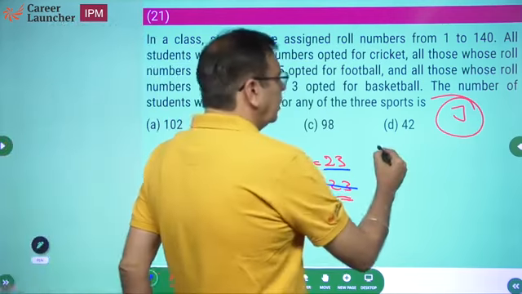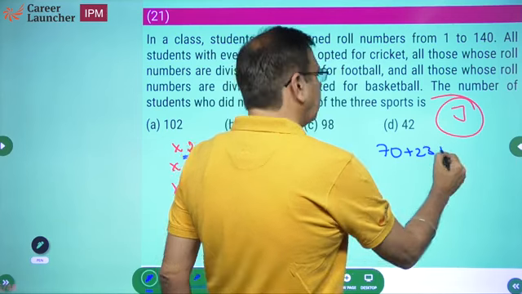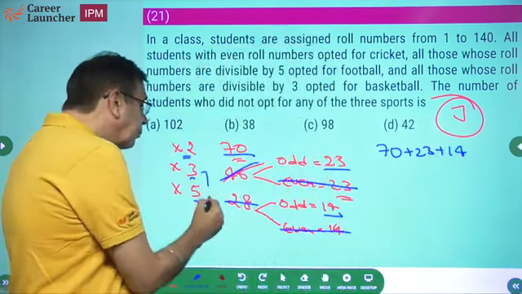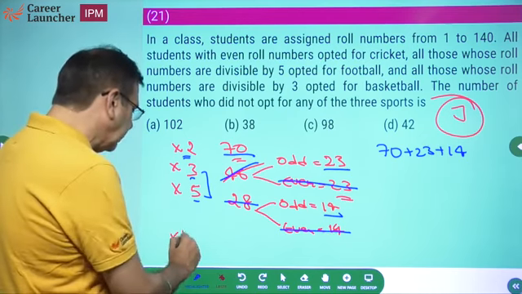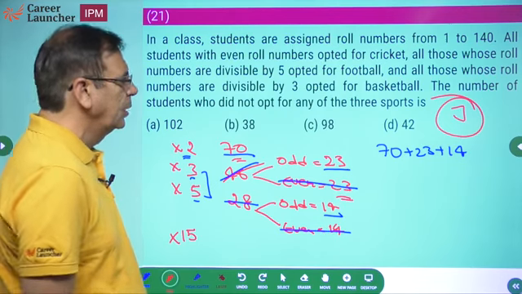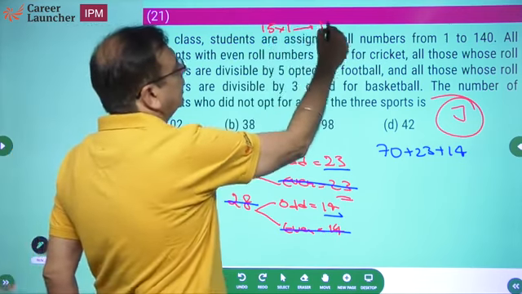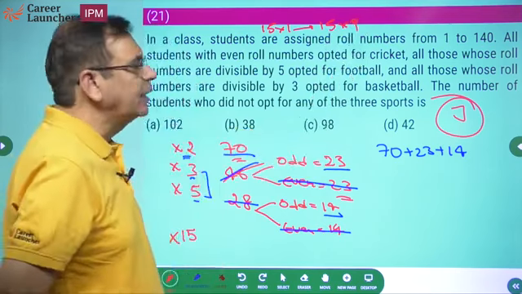So what do we have here? 70 plus 23 plus 14. But something we have missed out. Multiples of 15. We have not removed them. So multiples of 15. How many multiples of 15 are there? 15 into 1 to 15 into 9. 15 into 9 is 135.